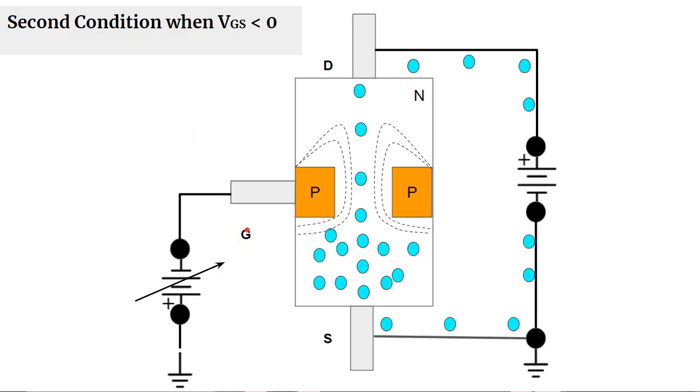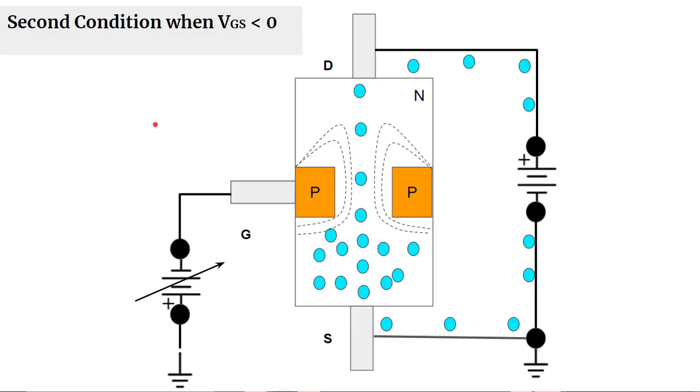When we apply the negative voltage at the gate and the positive voltage at the drain, the concept is the same as previous. When we keep on increasing the potential difference between the gate and the drain, what will happen? The width will increase towards the drain and decrease towards the source. When we keep on increasing the potential difference, definitely the width of these two junctions will increase and the width of the channel will decrease, so electrons will reduce.